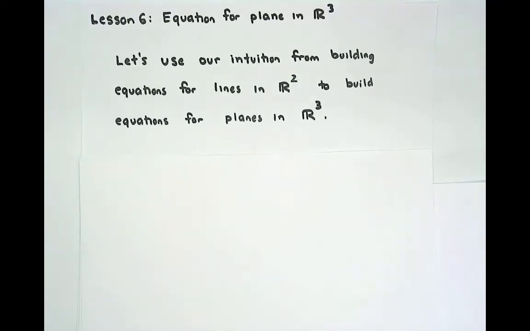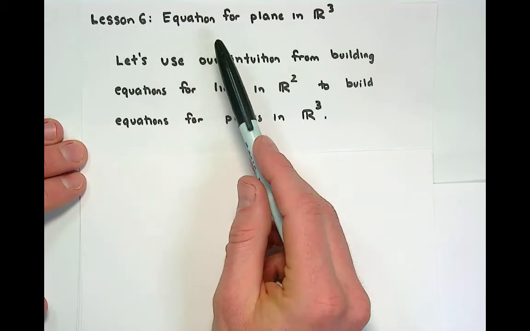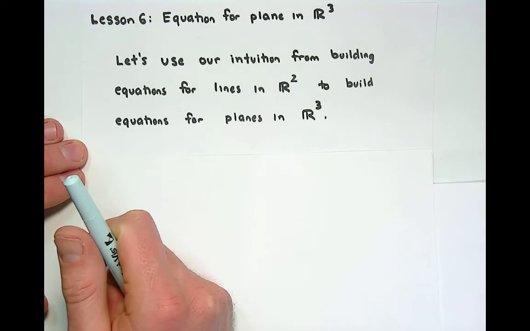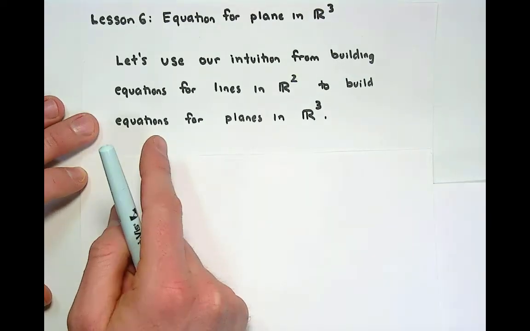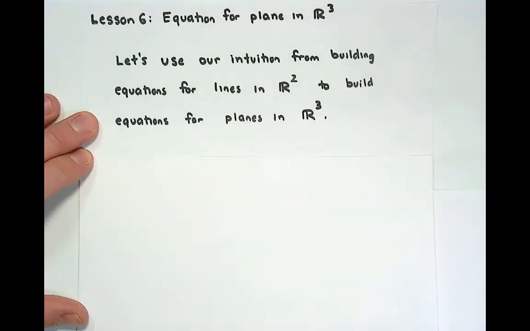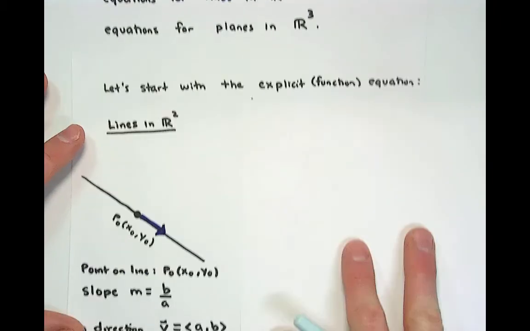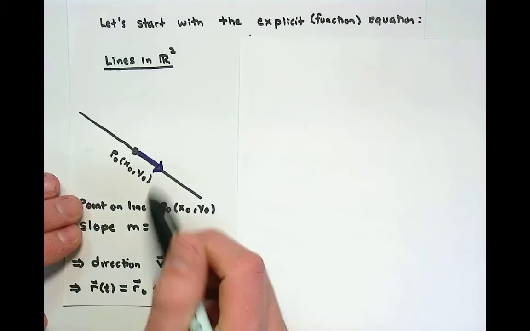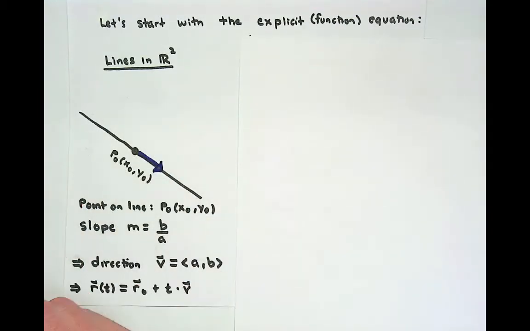Welcome back. In this video, we're going to talk about the general form for the equation of a plane, and we'll use the intuition that we built from equations for lines in R2 in our last videos to get started. Let's go back to the conclusion of the last video, which was when we're discussing lines in R2, we have two different ways to do so.